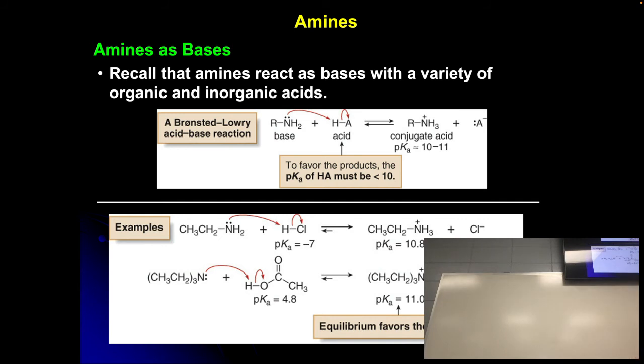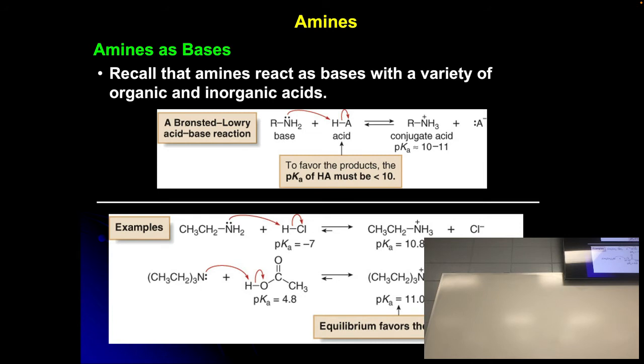All right, so if I take a primary amine and I react it with a strong acid, okay, I get this protonated amine or quaternary ammonium salt, if you will, okay? The pKa of the acid needs to be less than 10 for this reaction to lie to the right because the pKa of these quaternary ammonium salts is around 10 to 11. They're pretty easy to deprotonate, actually, okay? And so we can react these with just about any acid that you can think of pretty easily.